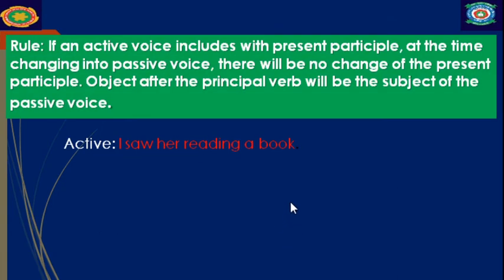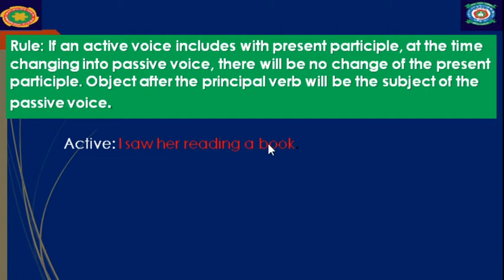This is a very important rule for you. I saw her reading a book. I am saying the rule in brief, but you have to read it completely, the whole sentence. I saw her reading a book. Here reading is a present participle. I have already discussed participle in our previous class. Here the participle will not be changed.